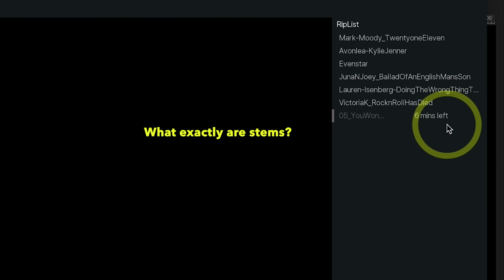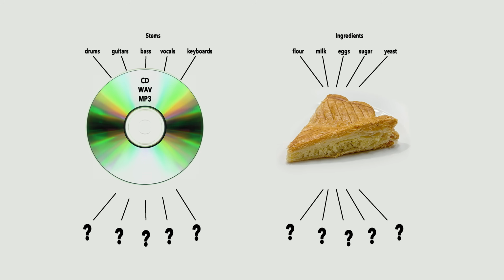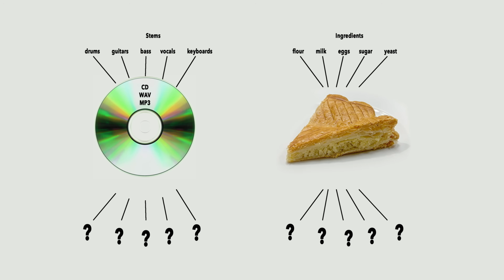But what exactly are stems? If you compare a full song to a cake, then you can think of the stems like the individual ingredients of the cake. Obviously, it's quite a challenge to separate all of the cake's ingredients once it's baked. It's similar with the audio stems. Once the different instruments and sounds are mixed and mastered, it's quite a challenge to recover the individual stems from the full song. But thanks to artificial intelligence, it's not impossible anymore.